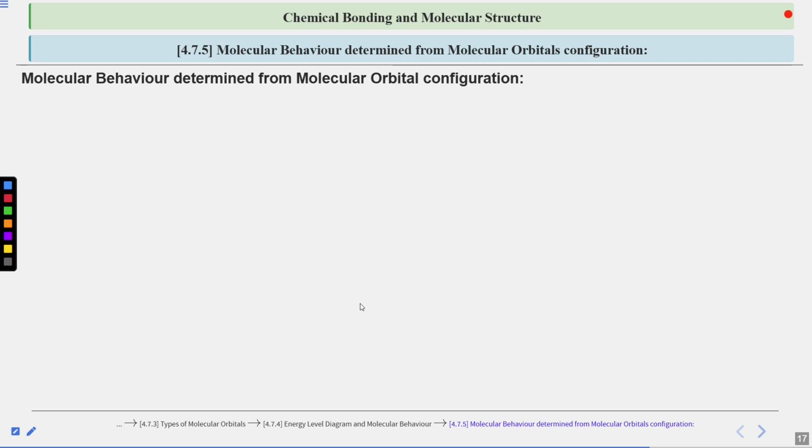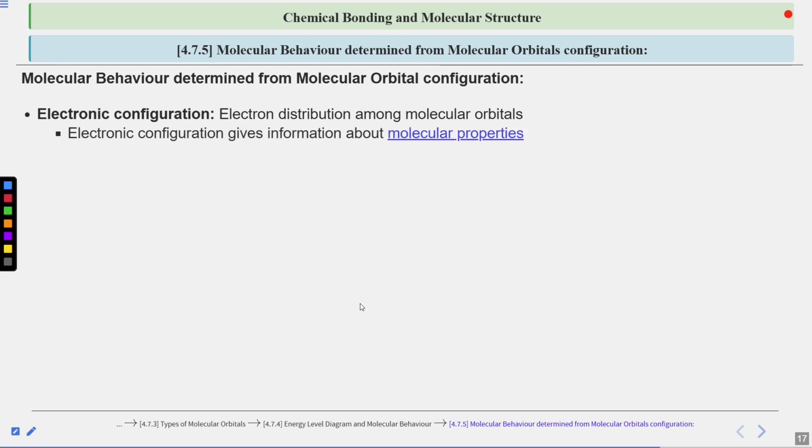Okay. Now we will move on to the results of the molecular orbital configuration. So what is molecular orbital configuration? Similar to the electronic configuration of an atom, we have a configuration for the molecular orbitals as well, where your electrons are filled in different molecular orbitals.